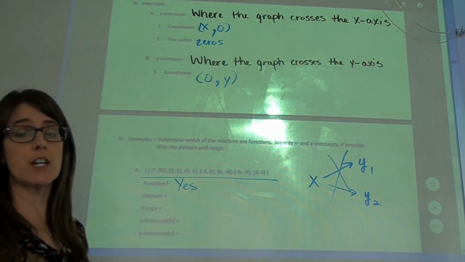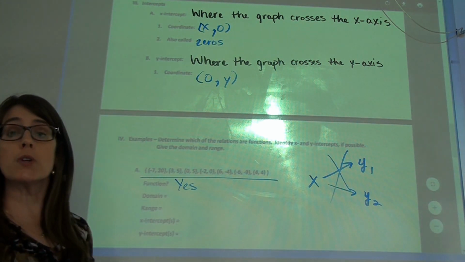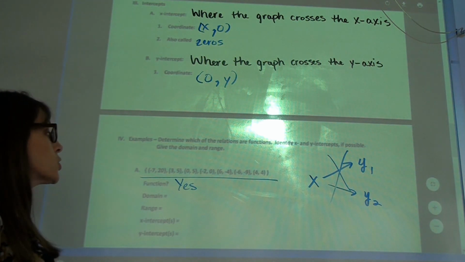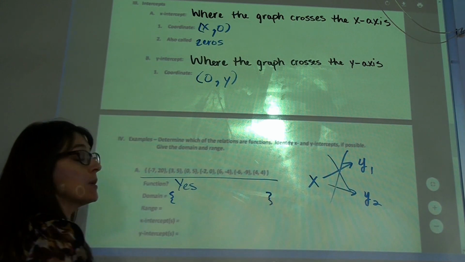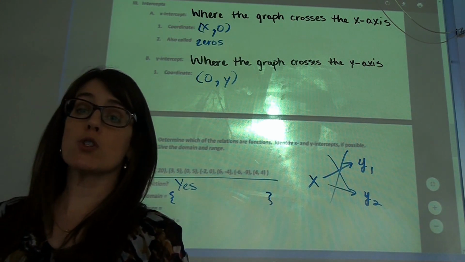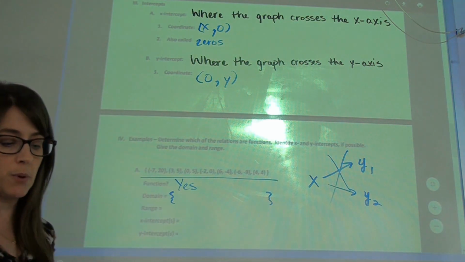Now I need to look and figure out what's the domain in this thing. Remember, domain is your input. It's your x coordinates. So when I list my domain, this is going to be a set of numbers. And I'm simply going to list all my x values, starting with the lowest number, the smallest number, and then finishing off with the highest number.